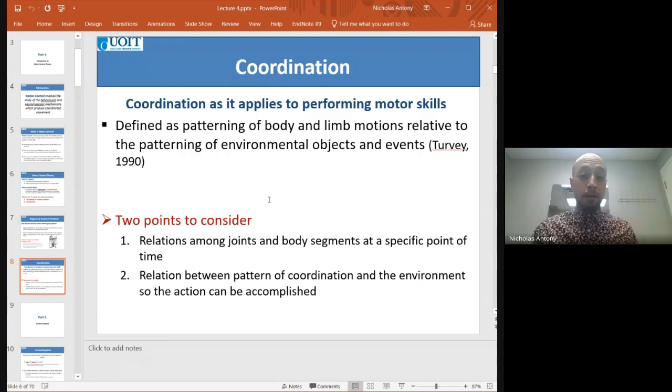So if I'm picking up a cup, I can pick up a cup if it is on this table, if it's on a shelf, if it's off the ground. I'm able to perform that skill under varying environmental conditions. And so one of the questions that the theories have to answer is how is that ability possible? So there's 2 points to consider, and I just mentioned them: it's the relations of the joints and body segments at a specific point in time in relation to the environment, so that skill can be accomplished under that specific situation.